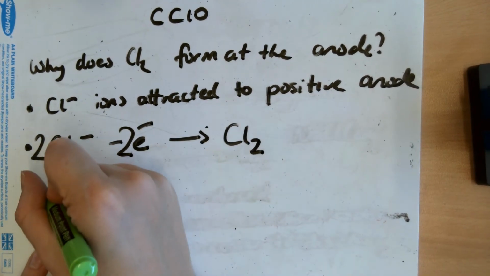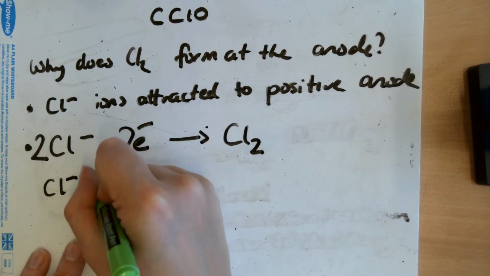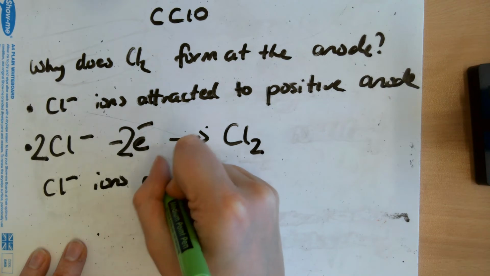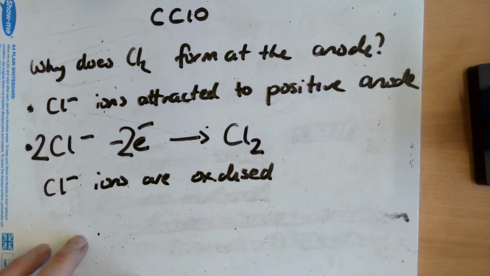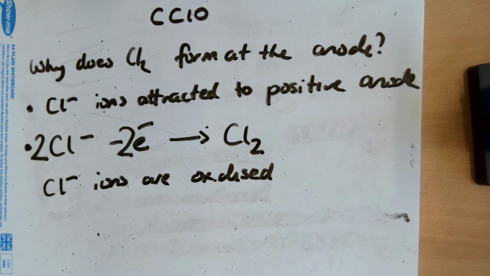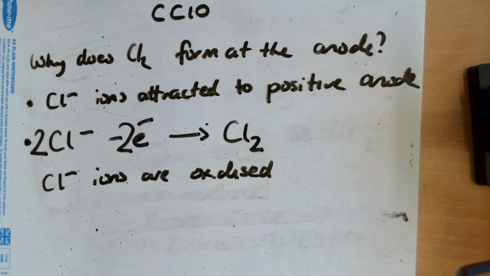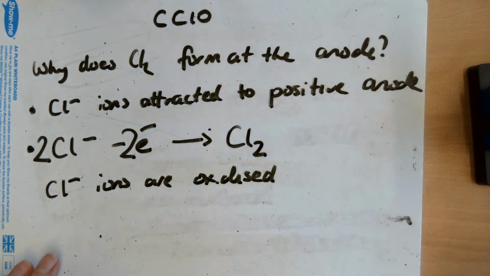Again, if you don't like the half equations as much, you could write Cl minus ions are oxidized. Okay, they're losing an electron. Each Cl minus ion loses one electron. Cl minus ions are oxidized, but again, the equation is going to get you that mark.